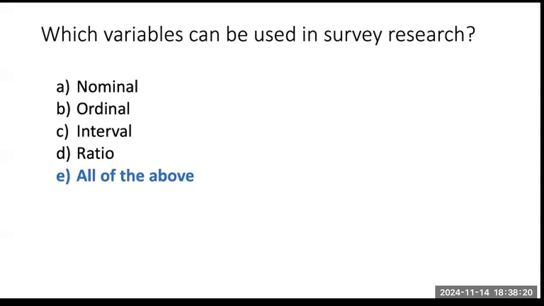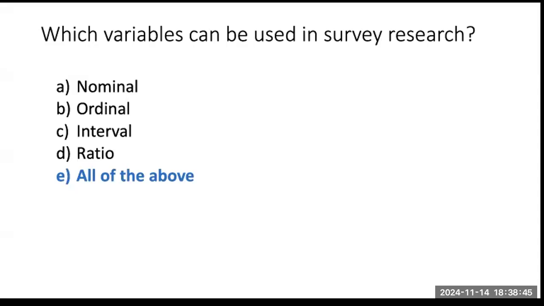Because in survey research, let's go over this again. Nominal variables are categorical. So that's just different groups. So that could be colors. What are your favorite colors? Red, orange, yellow, green, blue, violet. That's nominal. Ordinal variables are different categories like nominal, but now they're ranked. First place, second place, third place.